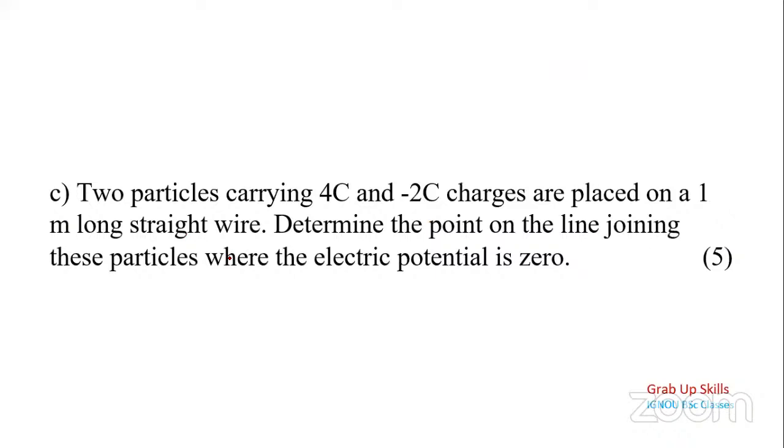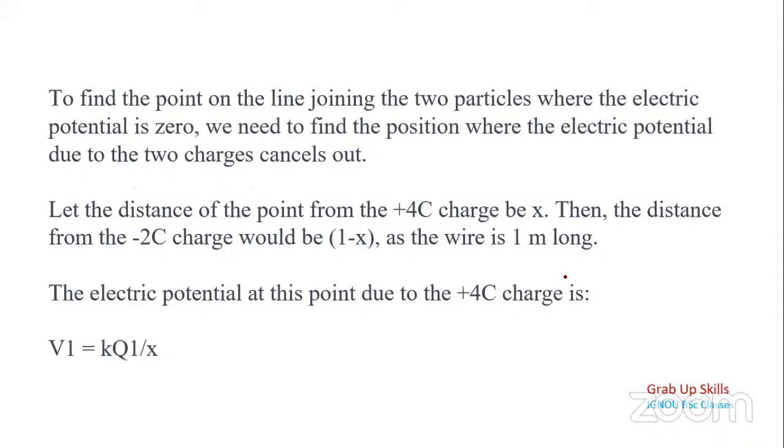Two particles carrying 4C and minus 2C charges are placed on a 1 meter long straight wire. Determine the point on the line joining these particles where the electric potential is 0. We'll see the solution for this.